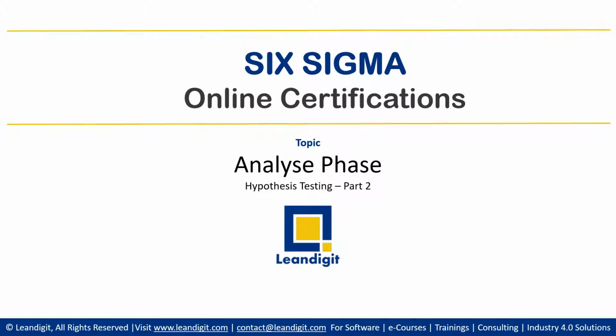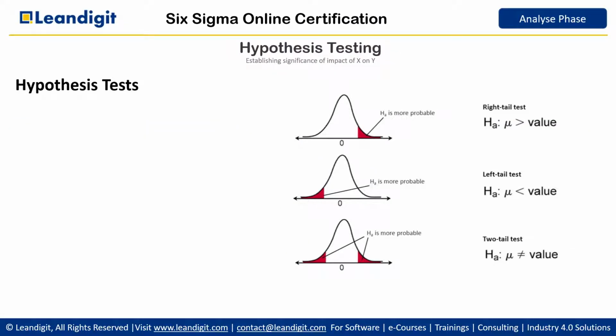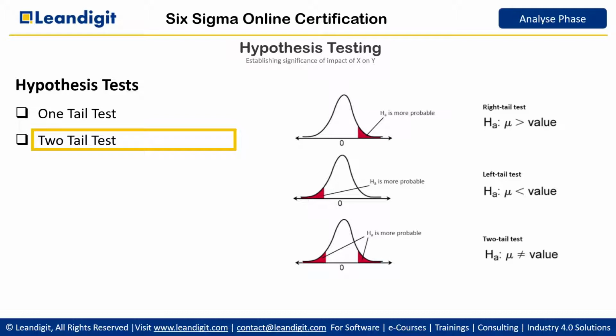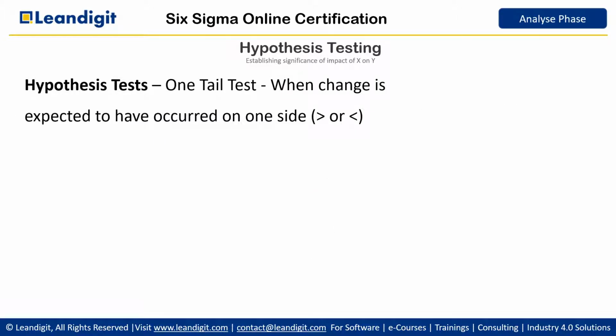We are on the topic Analyze Phase, Hypothesis Testing, Part 2. In this video, we will discuss hypothesis tests, one-tail test and two-tail test. So what is a one-tail test? When the change is expected to have occurred on one side. That means we are expecting our output either to increase or to decrease, which means the change has resulted in an increase in the value or a decrease in the value which we want to statistically validate. The test is called a one-tail test.